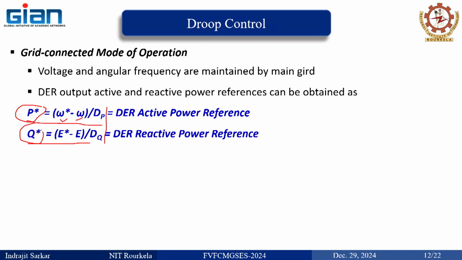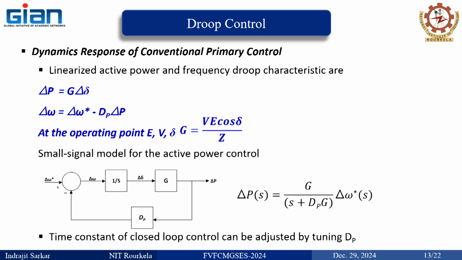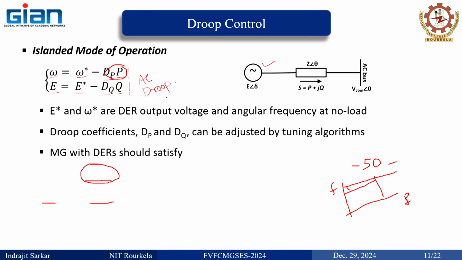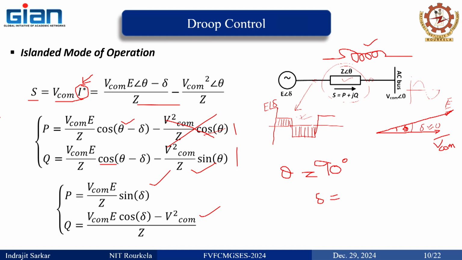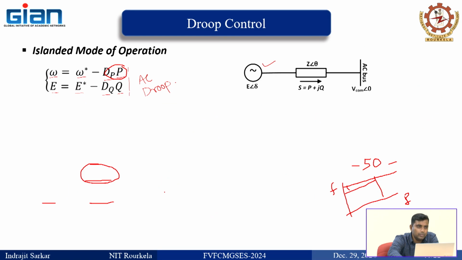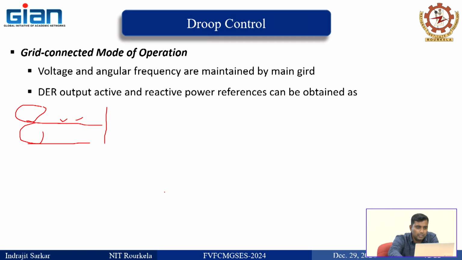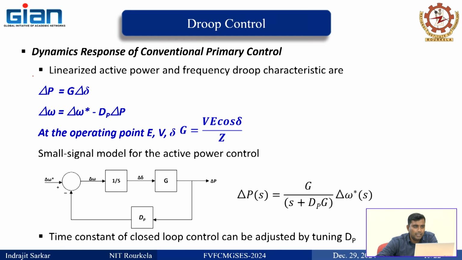Now, dynamic response. If you linearize these two equations, first we'll come to this active power equation. If you linearize it and use this droop characteristics, then what we can have is delta P, the change in active power, equals G into delta. G is defined around the operating point where you are linearizing, and delta is the variation in the angle that you need.